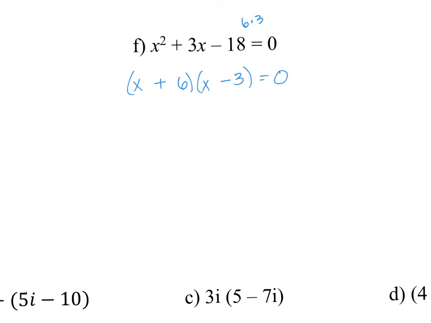So this might work. And then once you factor, you can just set them equal to 0 and find the x. So I would subtract 6 over with this first one, add 3 over with this one. So x equals -6 and x equals +3.